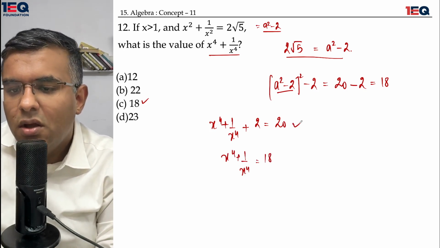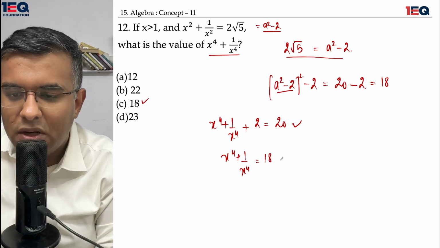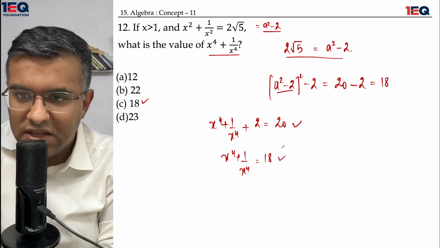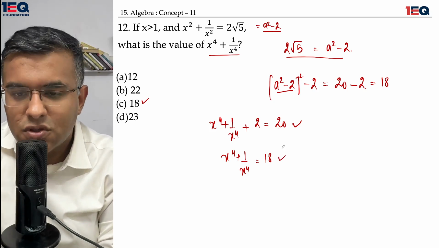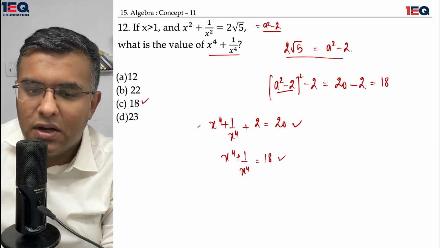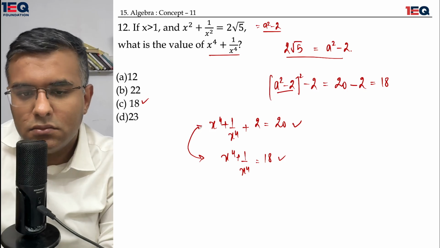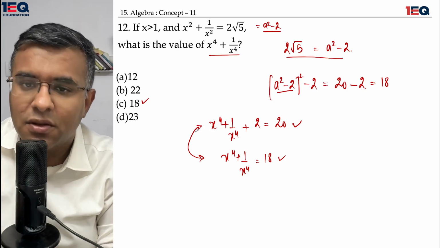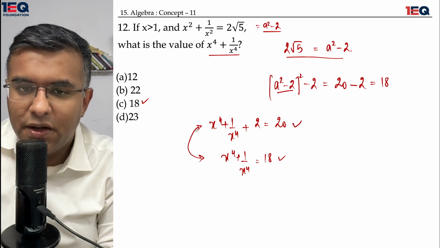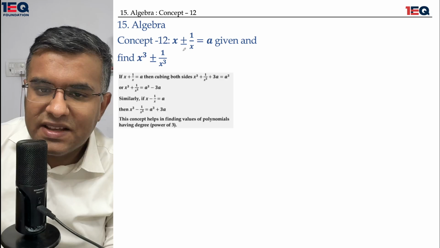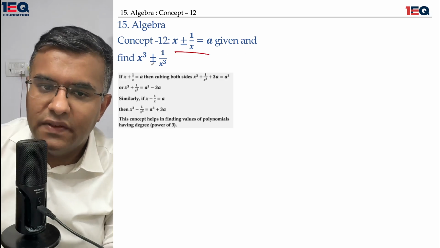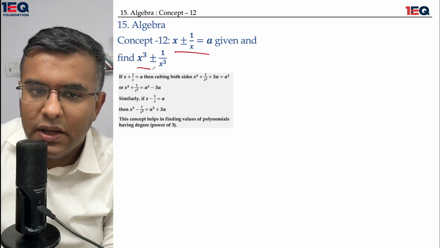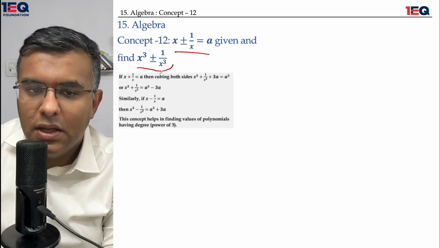Okay, this is the shorter method. Might look a little complicated, but it is necessary for you to know the shortcuts as well. And this long cut was definitely a shorter way of solving it. Okay, so we are here. Let's move ahead. x plus 1 by x is equal to a, it is given, and we need to find out x cube plus 1 by x cube.